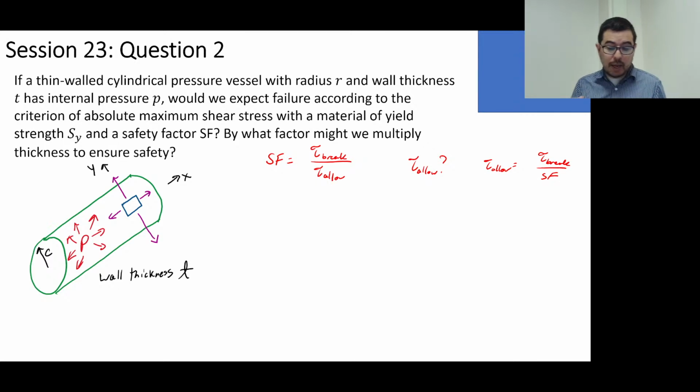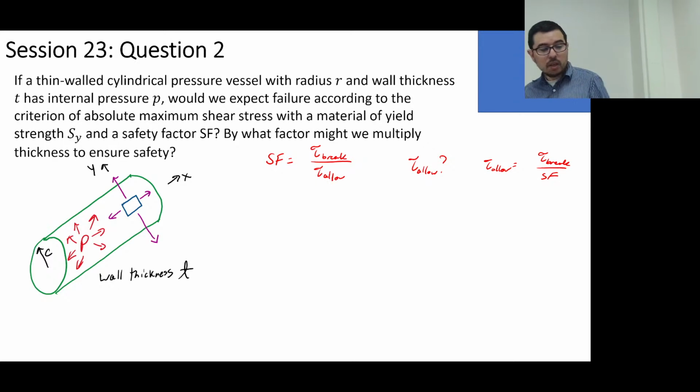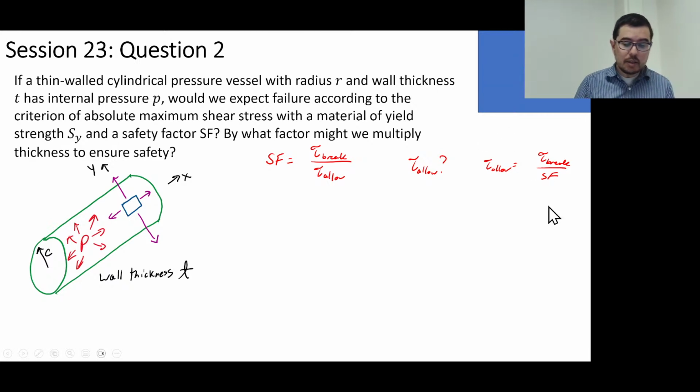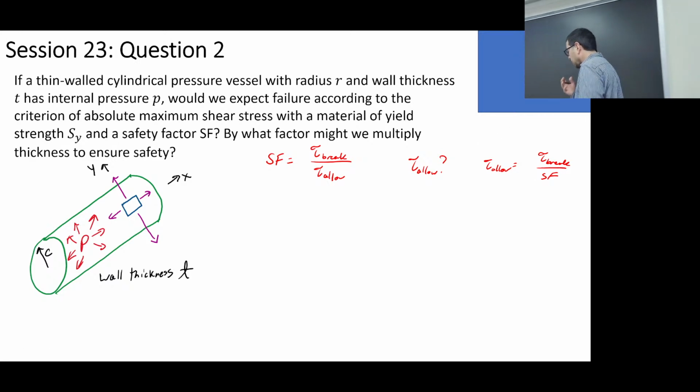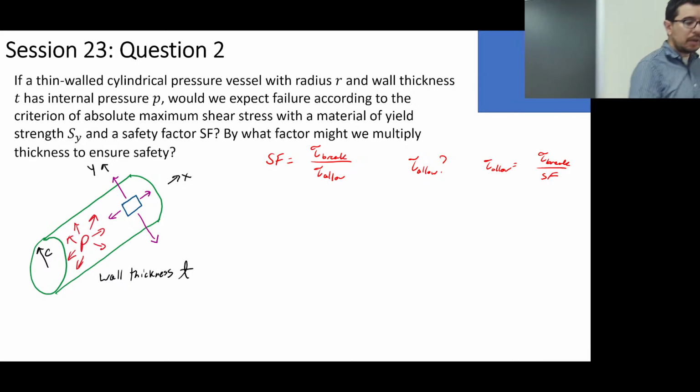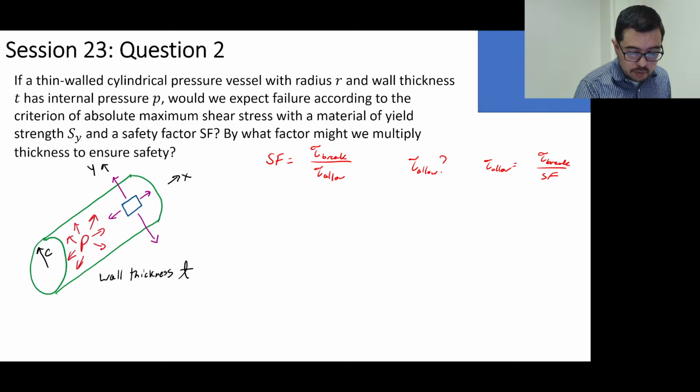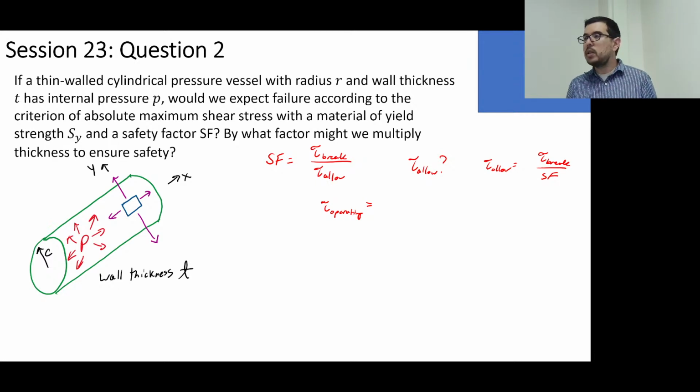Or we have to multiply the thickness, right? So what we have to do is multiply. Let's say we figure out what our operating shear stress is. Okay, and in a pressure vessel, what is the operating shear stress? Like, the maximum shear stress in a pressure vessel.